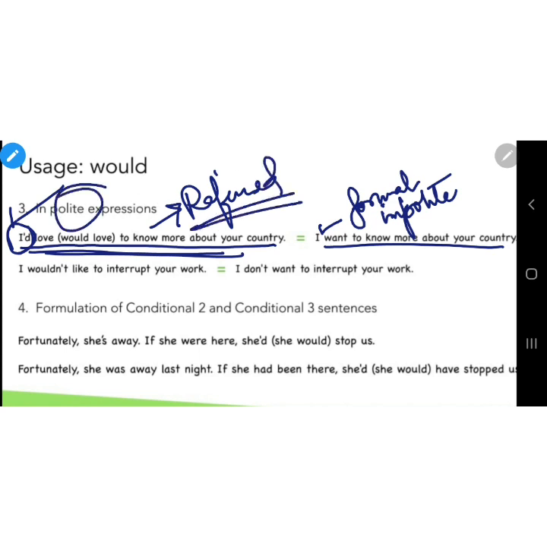or polite. I wouldn't like to interrupt your work. I don't want to interrupt your work. So this is also correct. But this way of saying with would is much more refined. So it is used for polite expressions.